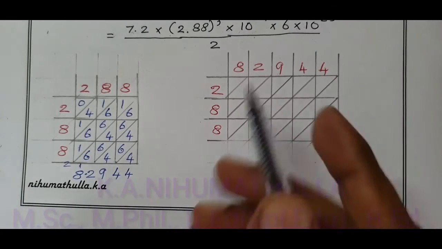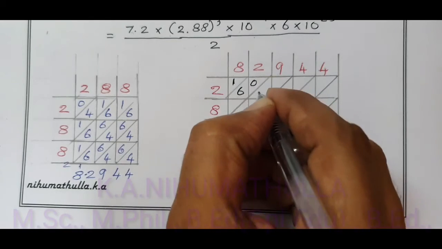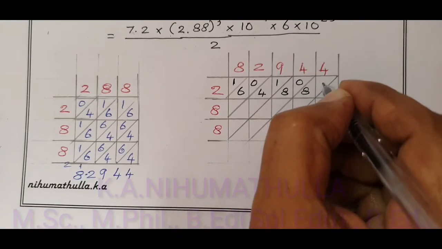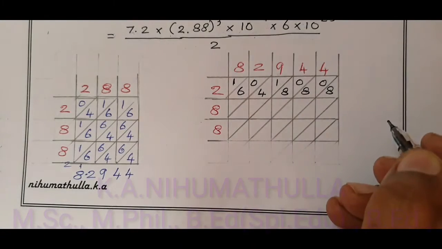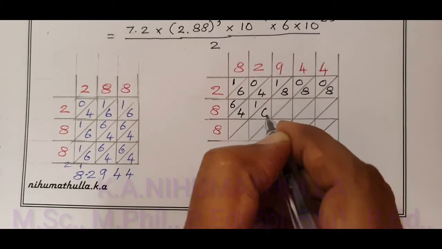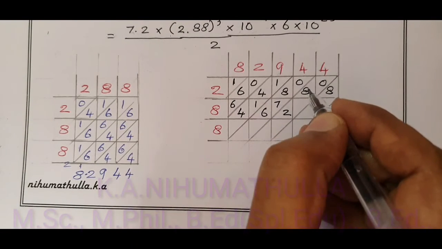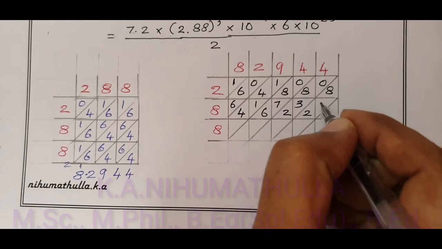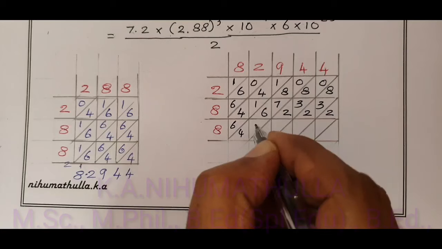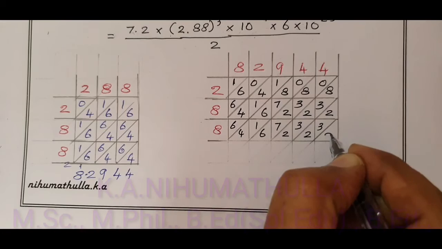Okay, shall we start the multiplication? 2 into 8s are 16, 2 into 2s are 4, 2 into 9s are 18, 2 into 4s are 8, 2 into 4s are 8. Now 8 into 8s are 64, 8 into 2s are 16, 8 into 9s are 72, 8 into 4s are 32, 8 into 4s are 32. Same values: 64, 16, 72, 32 and 32.